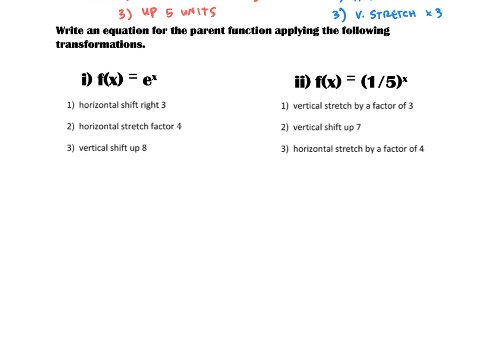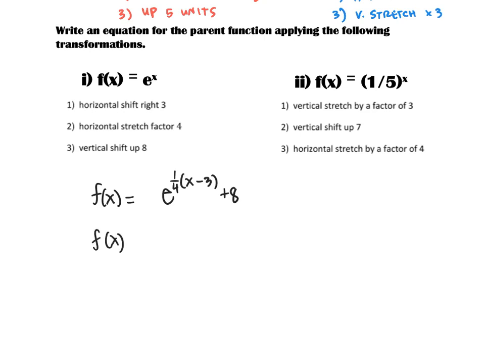Awesome. Let's write an equation for the parent functions given the following transformations. So f of x is e to the x. We want a horizontal shift right 3 units. We want a horizontal stretch by a factor of 4. You can write this in a couple different ways depending on which one you do first. So if I did a horizontal shift right 3 units and then a horizontal stretch by a factor of 4 and then a vertical shift up 8 units, that would be f of x.